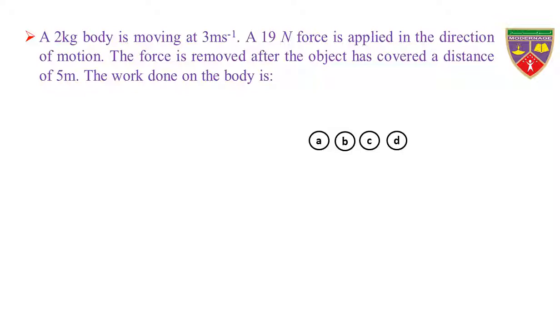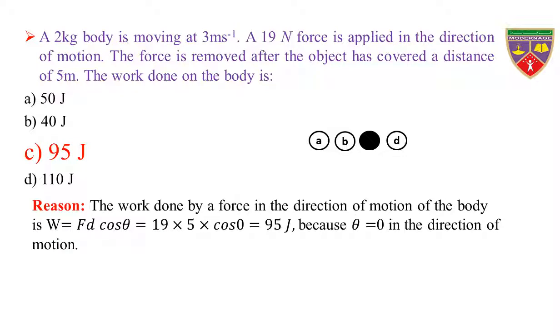A 2 kg body is moving at 3 meters per second. A 19 newton force is applied in the direction of motion. The force is removed after the object has covered a distance of 5 meters. The work done on the body is: option A, 50 joules; option B, 40 joules; option C, 95 joules; option D, 110 joules. The key is 95 joules. Therefore, the correct option is C.